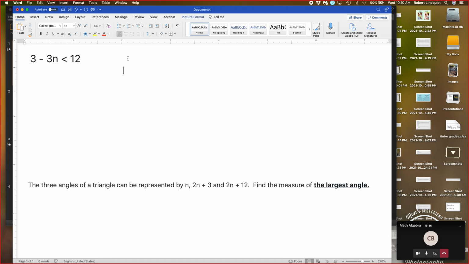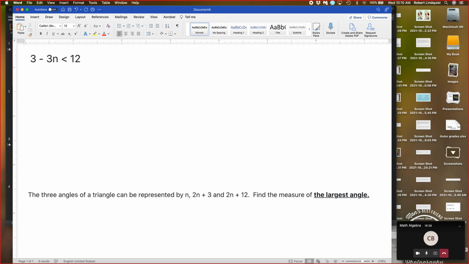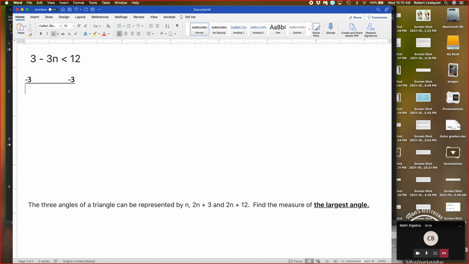And the first thing I would do is subtract 3 from both sides. Now, that was supposed to be underlined. Let me go back and underline it. There we go. Okay, take underline off. Now, once you do that, there's really two places where students can have difficulty with this particular question.